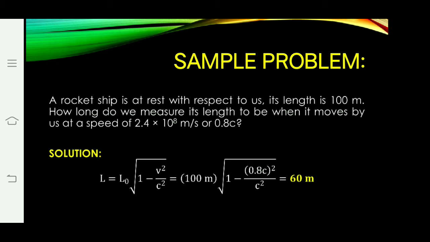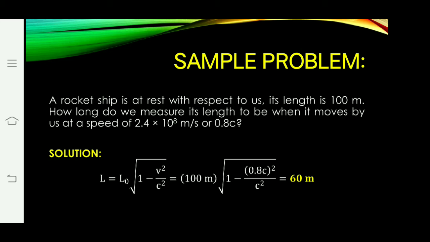Here's a sample problem. A rocket ship is at rest with respect to us. Its length is 100 meters. How long do we measure its length to be when it moves by us at a speed of 2.4 times 10 raised to 8 meters per second, or 0.8 c?